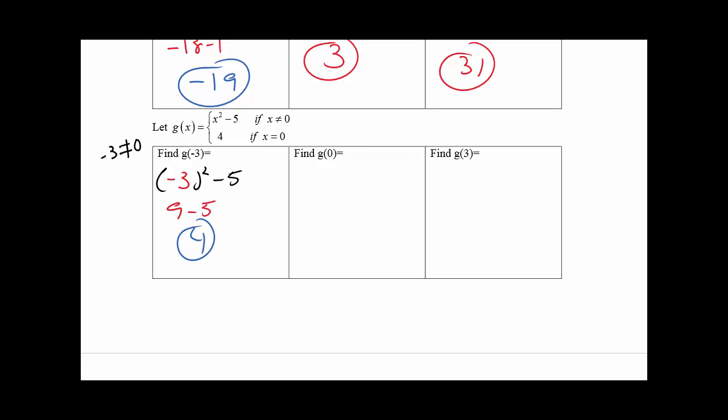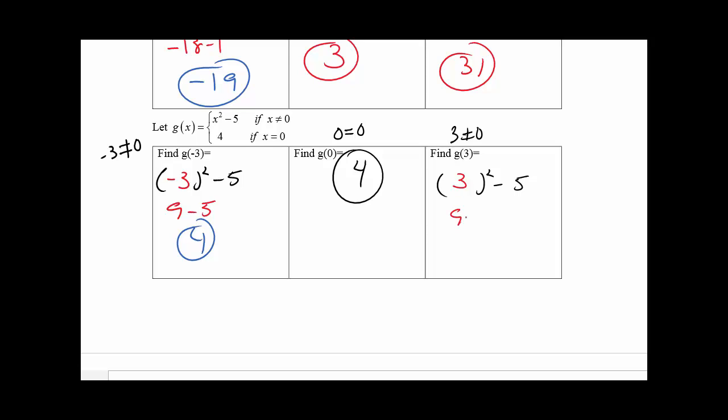All right, brings us to the next one. G of 0. Well, 0 does in fact equal 0, which tells me I'm going to use the bottom equation, so that would be 4. And the last one, g of 3. Well, 3 does not equal 0, so I got to use the top one. So something squared minus 5. So 3 squared again is 9 minus 5, and I get a 4 out of that. So it turns out I get 4s all over the place.